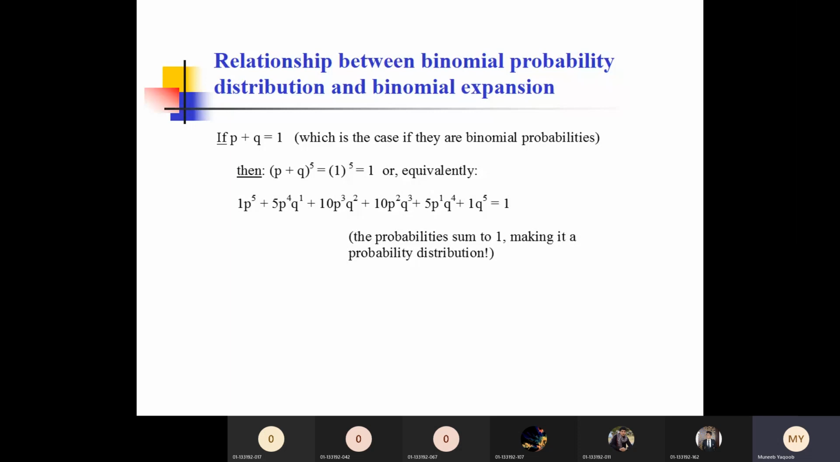So inshallah, we will discuss this approximation of binomial distribution into normal distribution in the next lecture. So till then, take care and Allah Hafiz. And if you want to ask any question, you can ask it right now.